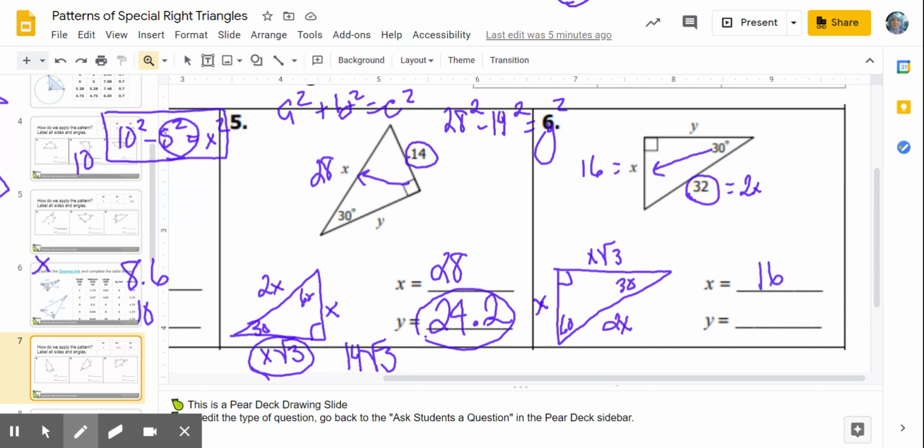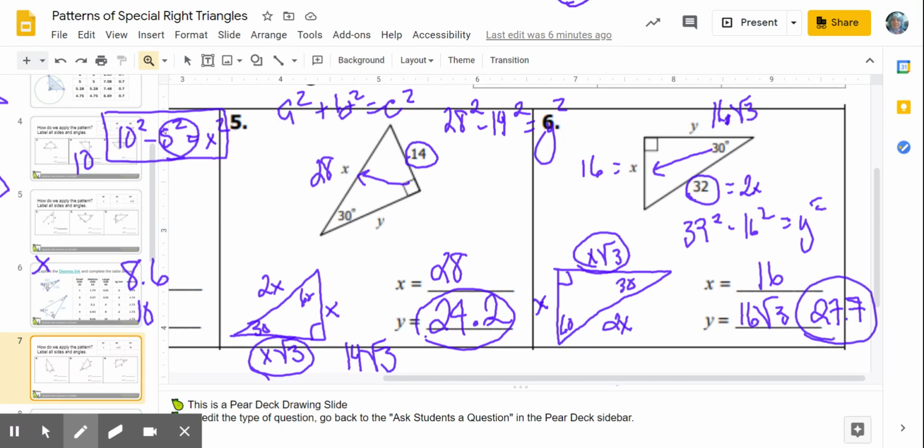And then I can use Pythagorean theorem. 32 squared minus 16 squared equals y squared. Or if I remember that this is x on the square root of 3, I know the x is 16, so I can do 16 square root of 3. 27.7. Did anybody else get that? I haven't picked up my calculator yet. 27.7. Awesome.